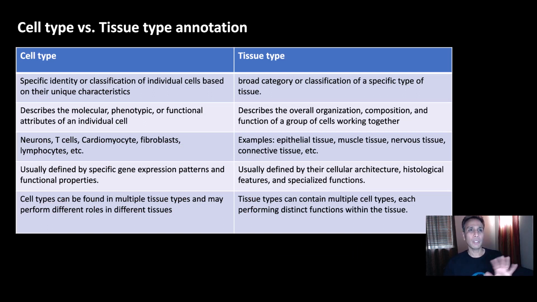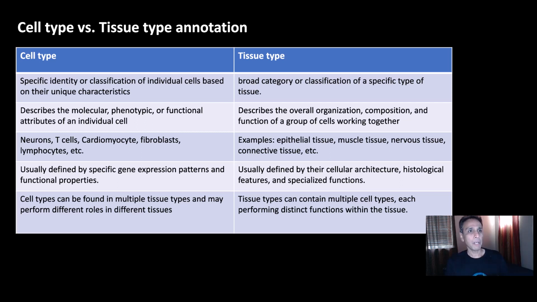So here is a quick snapshot. Too much text. I hate slides like these, but it helps you freeze the screen and quickly read through it. But let's go through it. Cell type identification: we are identifying individual cells based on their unique characteristics. And tissue type is a broad category or classification of a specific type of tissue. And how do you define a cell type? You define it by looking at the molecular, phenotypic, or functional attributes of individual cells. And very similarly, a tissue is basically how the cells are organized: the composition and the function of the collection of these cells in that specific tissue.